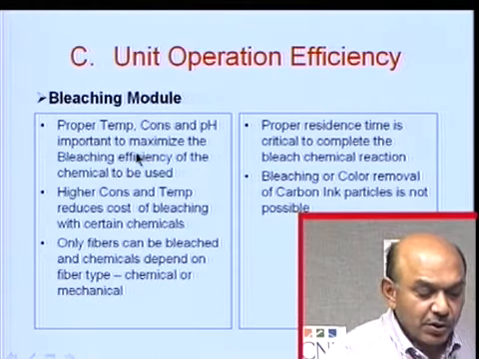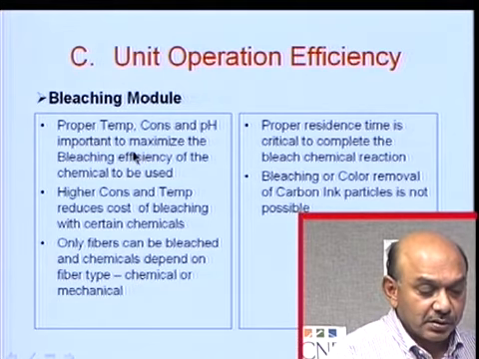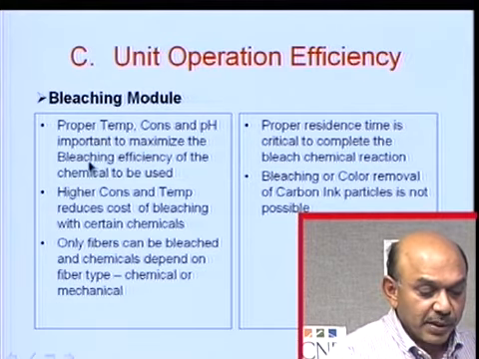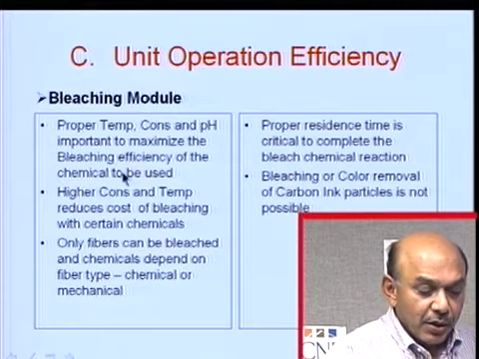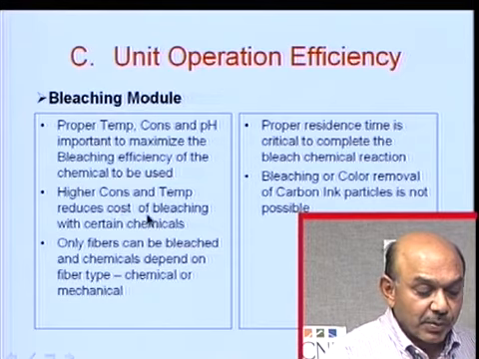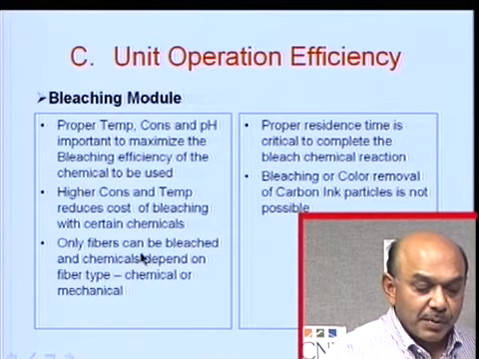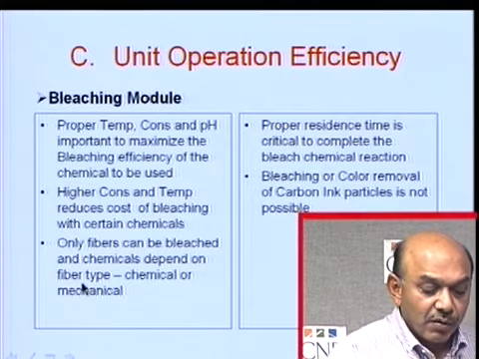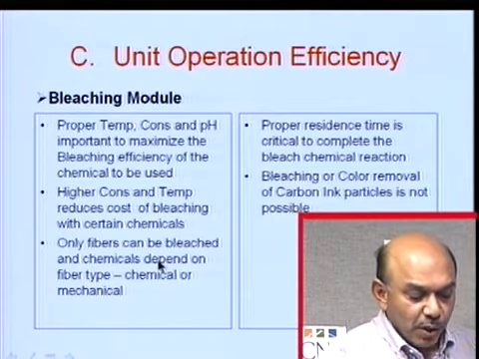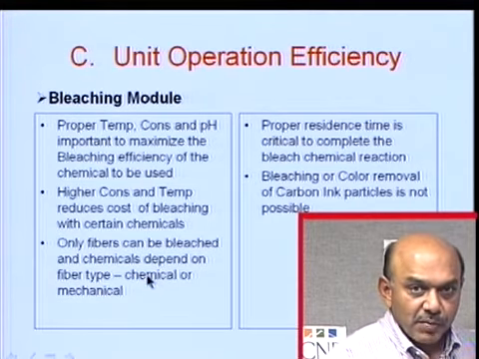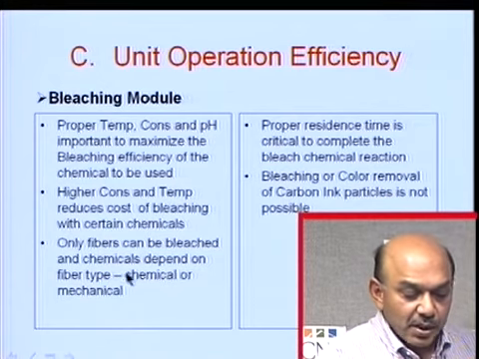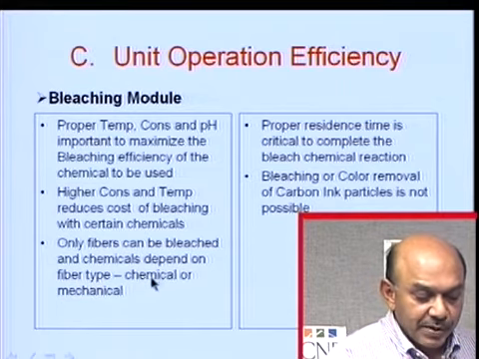Bleaching modules, I've already been through those in the bleaching lesson, but proper temperature, consistency and pH are important to maximize bleaching efficiency, and it also depends on where the chemicals are added. Higher consistency and temperature reduce the cost of bleaching, and only fibers can be bleached. Chemicals depend on fiber type, whether you are using chemical fibers or mechanical fibers. You've probably seen that you can use, for example, sodium hydrosulfite for mechanical pulps, and you can probably use other chemicals like peroxide for chemical types.